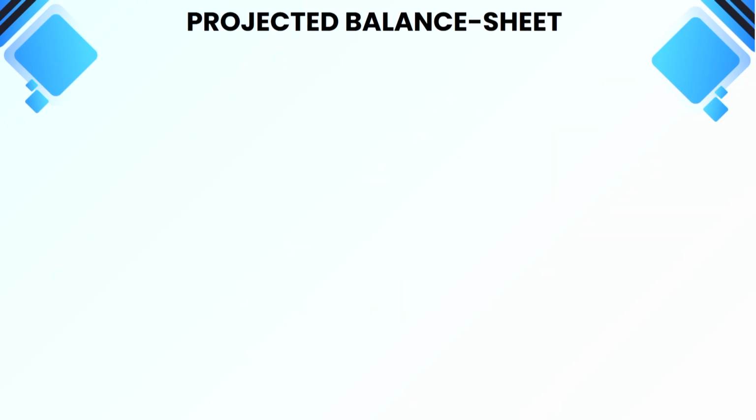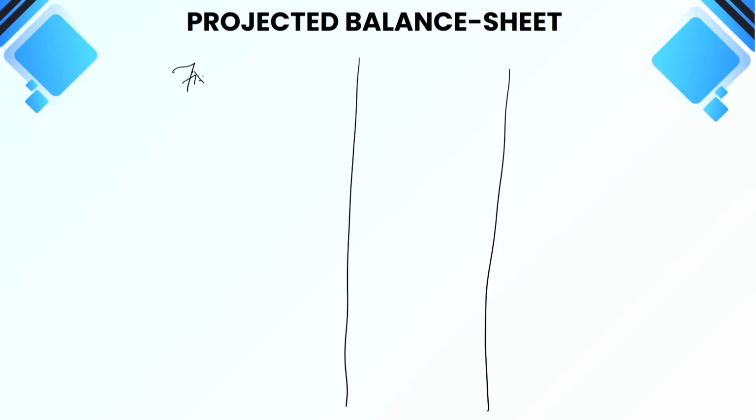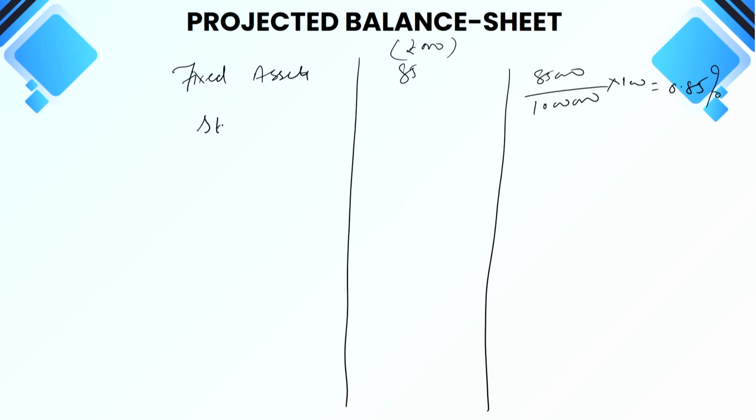Now we move towards the items which fall under the category of assets. So first we take up the non-current assets as given in the question. The first is fixed assets, amounting to rupees 85,000 in comparison to 10 lakh. It comes to 0.85%. Then is stock, 15,000, so it will be 0.15%.